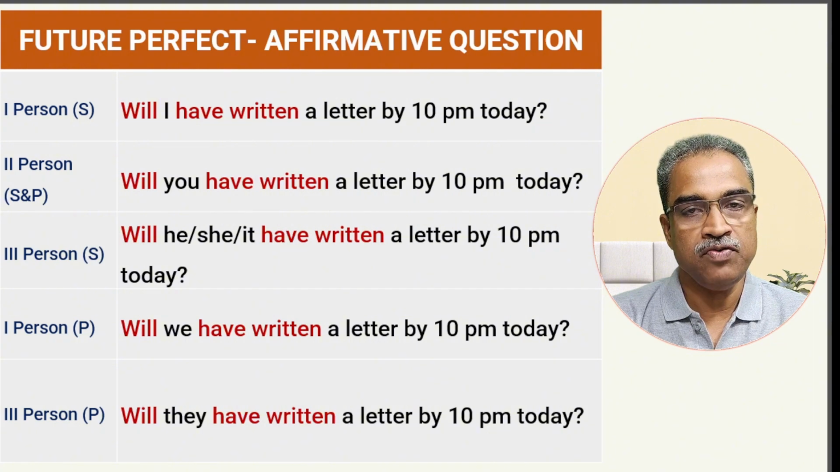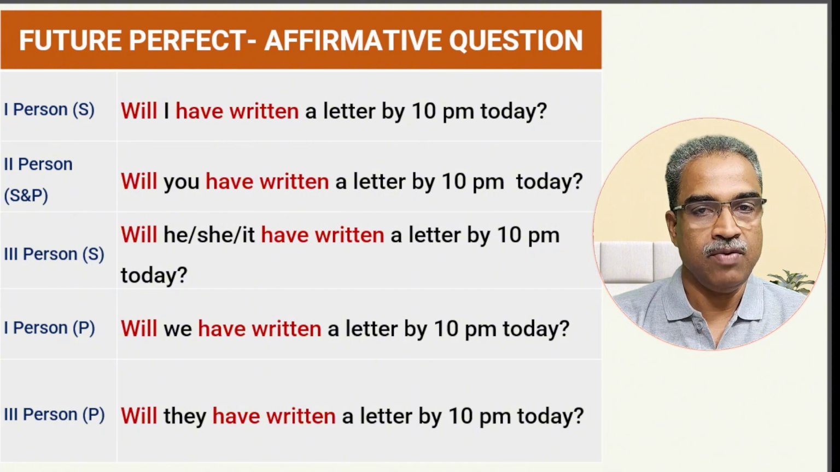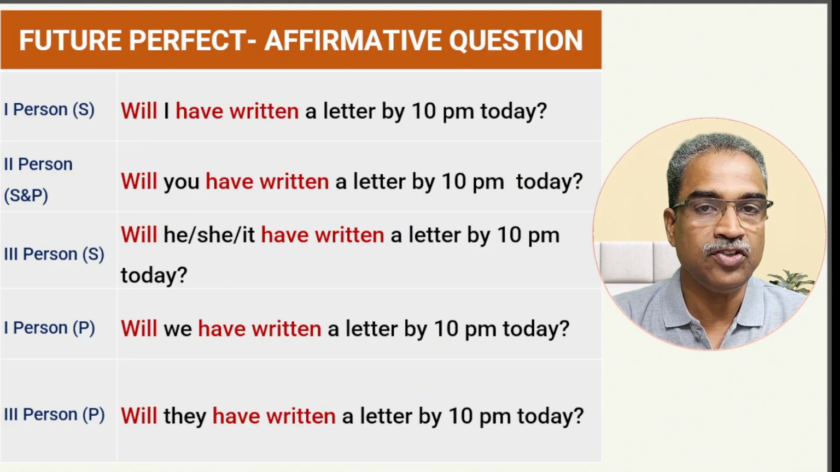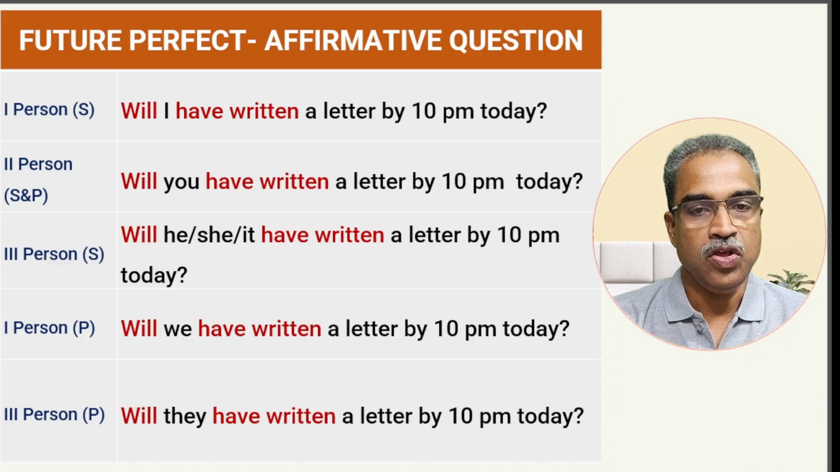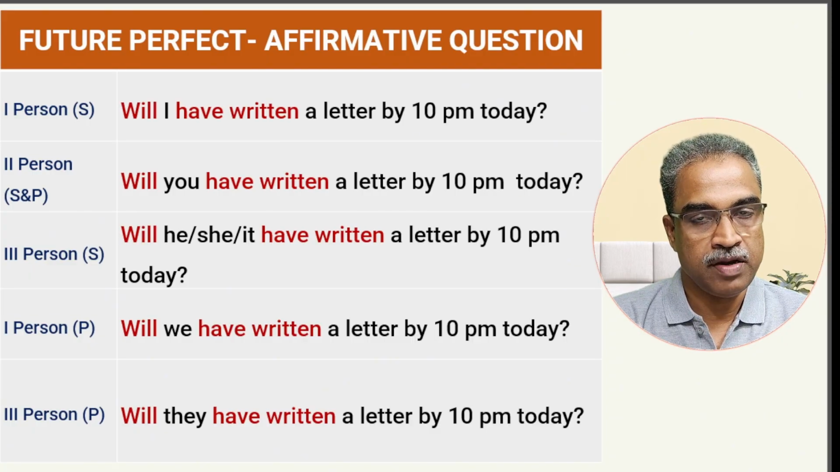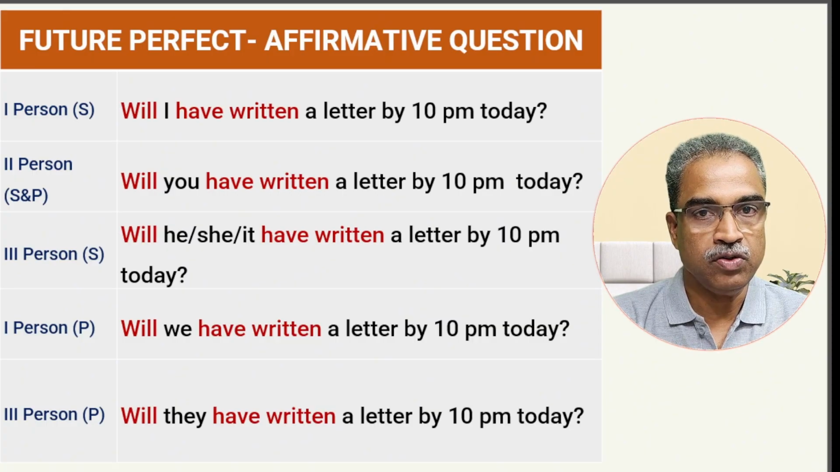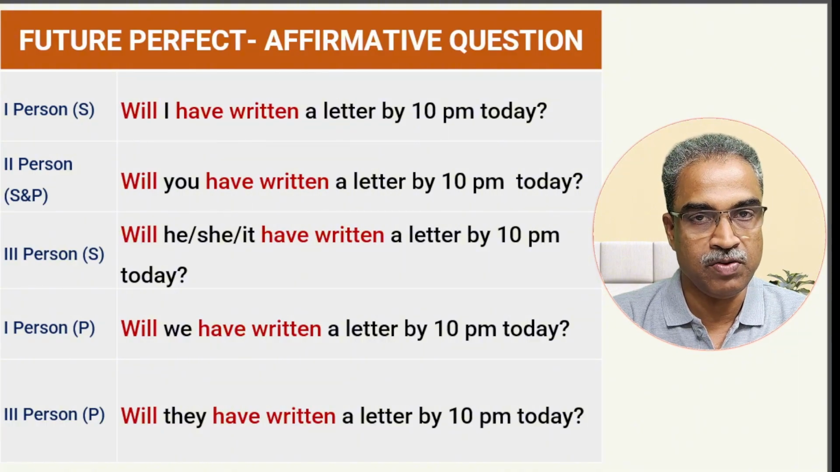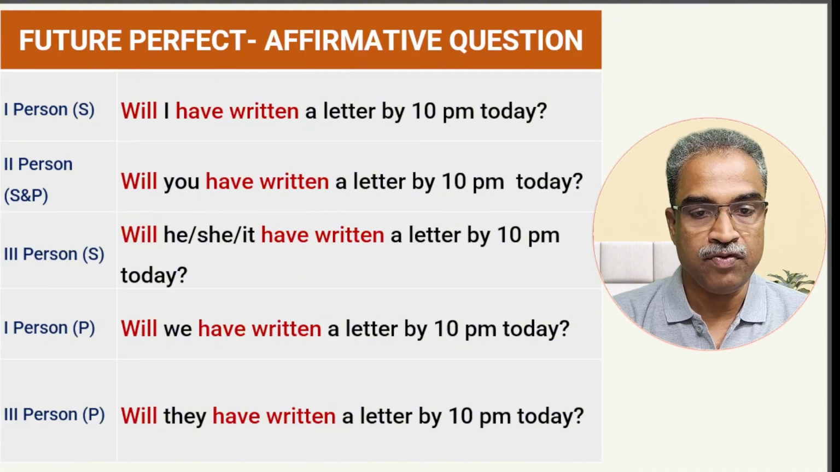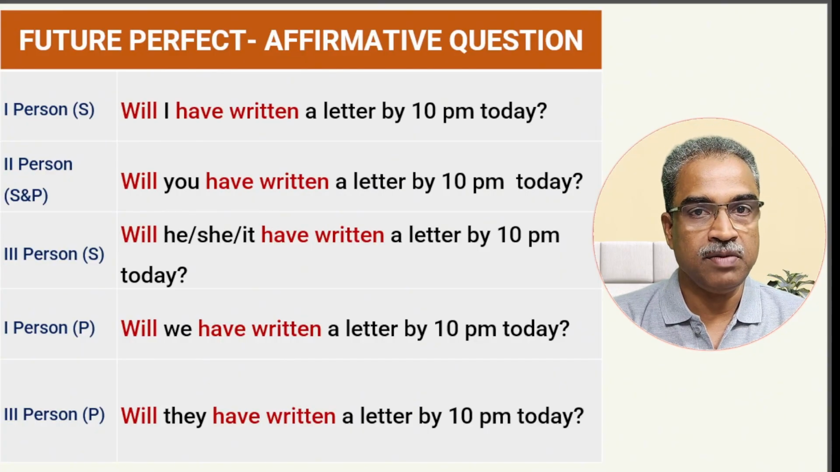So I will have written a letter. I will have written a letter by 10 p.m. today will change into will I have written a letter? Simple enough. You will have written a letter by 10 p.m. today was the statement. Now we convert it to you will have. You will have. Will and have are auxiliaries, but we take the first auxiliary, which is will. So will I have written? Will I have written a letter by 10 p.m. today?